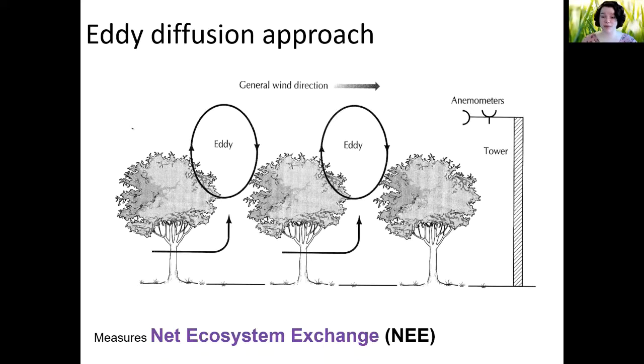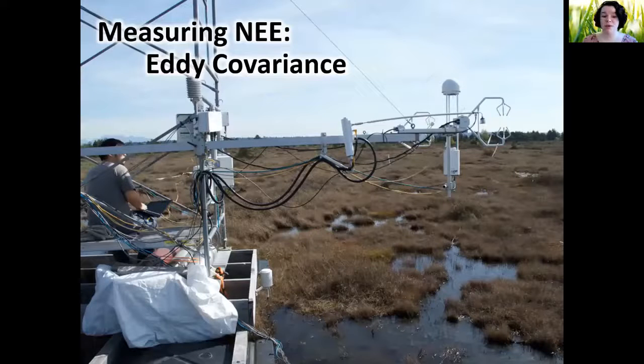NEP is typically measured using eddy flux towers to measure the net exchange of CO2 between the atmosphere and the biosphere over time. The tower is placed downwind of the ecosystem at a height above the canopy. The eddy diffusion approach does not directly measure NEP. Instead, it measures a similar term called net ecosystem exchange, or NEE. This is a picture of an eddy flux tower that has been installed over a coastal marsh.